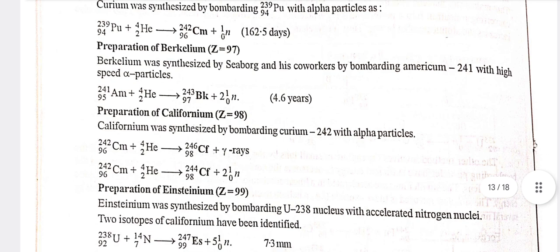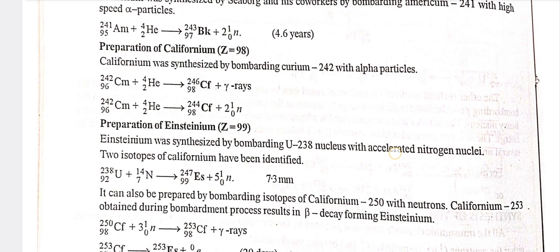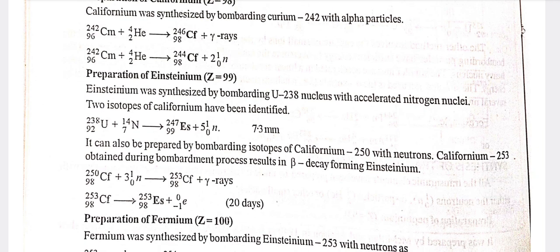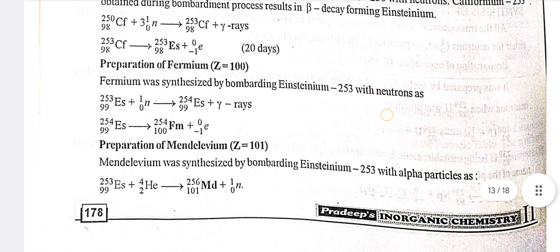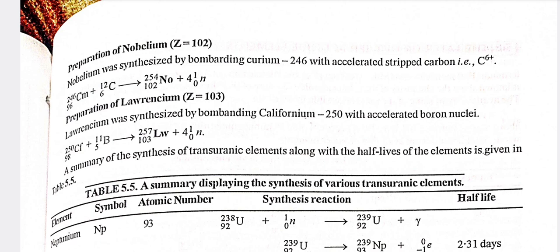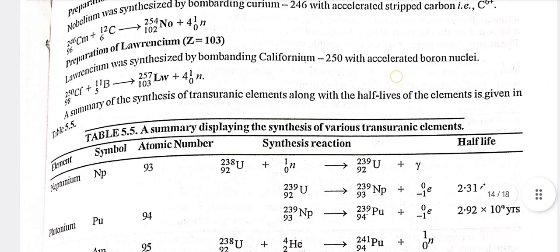Preparation of californium. Californium was synthesized by bombarding curium-242 with alpha particles. Preparation of einsteinium. Einsteinium was synthesized by bombarding U-238 nuclei with accelerated nitrogen nuclei. Two isotopes of californium have been identified. Preparation of nobelium. Nobelium was synthesized by bombarding curium-246 with accelerated stripped carbon, that is C6+: Cm plus C-12 gives No plus 4 neutrons.